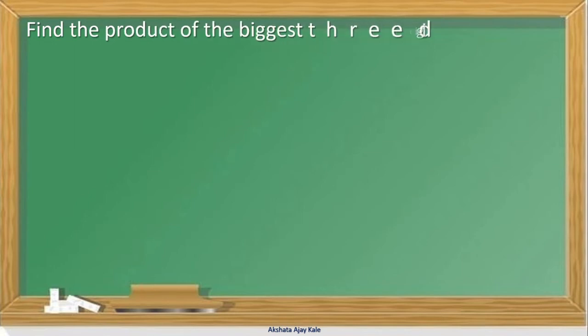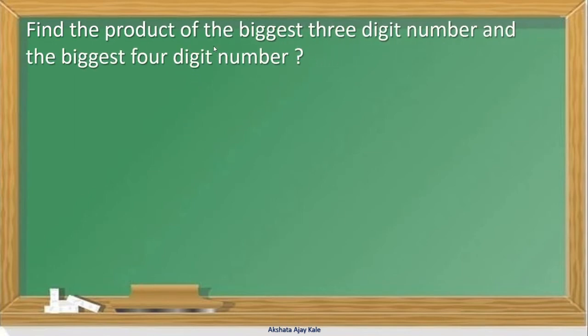Next sum is, find the product of the biggest 3-digit number and the biggest 4-digit number. Here digits are not given. We have to find out what is the biggest 3-digit number and what is the biggest 4-digit number. And product means multiplication. Remember this, product, the meaning is multiplication. Okay, see here first, the biggest 3-digit number. What is that? Very good, 999.